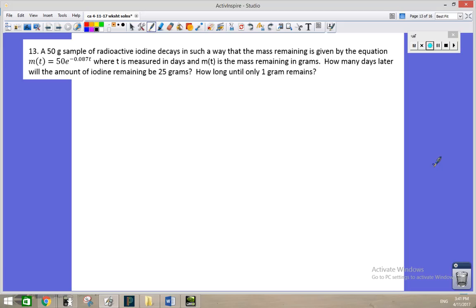How many days later will the amount of iodine remaining be 25 grams? That's the first thing they want me to answer. That's a question. I see a question mark. Then they have another question for me. How long until only 1 gram remains? So what do they want us to do? Well, first let's look at the equation. Let's write it down.